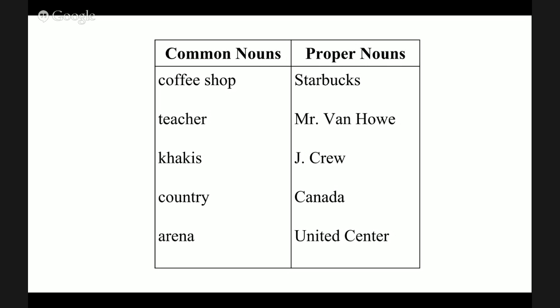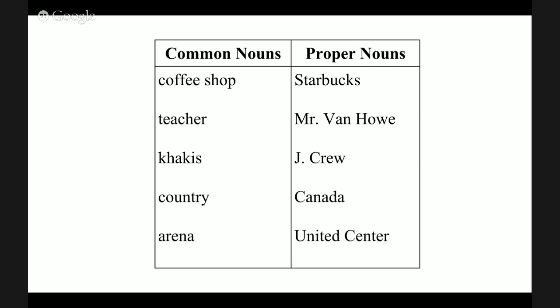So our other examples in this chart, we have khakis, a generic type of pants. J. Crew is a specific brand of clothing. It is capitalized. A country is a general place or a general idea or concept. Canada is a specific place. It is capitalized. It is a proper noun.